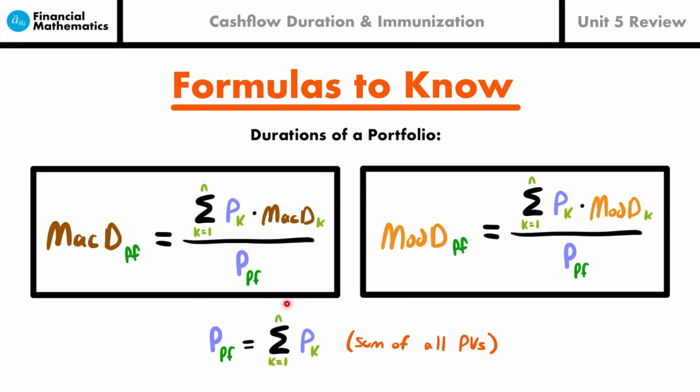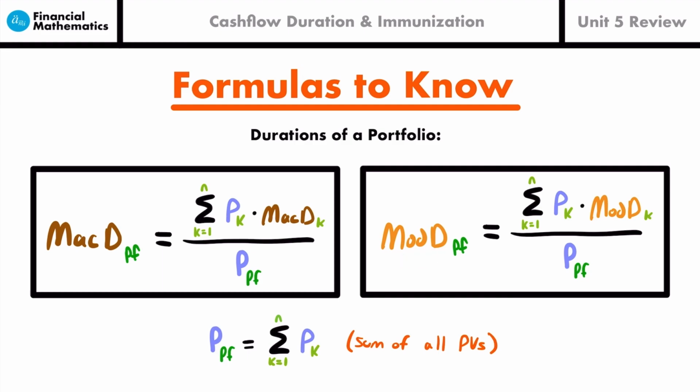Next up, we have the formulas for calculating the duration of a portfolio of assets. This is something that you may encounter from time to time. You may be given a group of assets, maybe it's different types of bonds or different types of annuities, whatever it may be. You may have a portfolio of different assets, and you may need to find the Macaulay duration or modified duration of that portfolio.